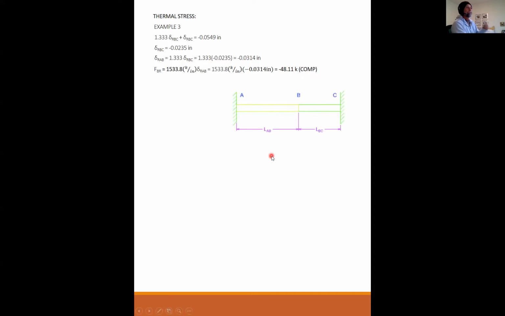Okay, so in the final condition, the temperature increase was enough that these two rods expanded, closed that gap completely, pressed up against each other, and induced 48.11 kips of compression into this system. Any questions about that?